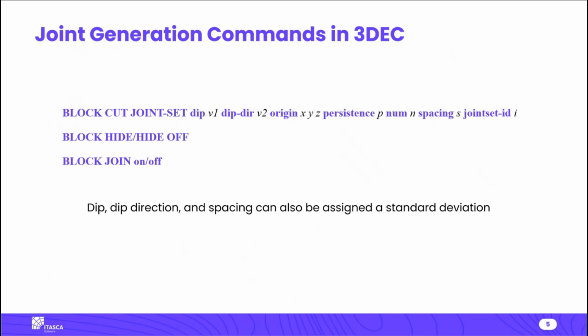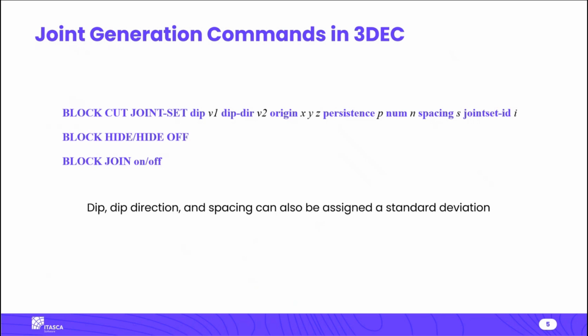You may want to limit the number of joints that it creates when you give a spacing. This is not very common. Usually you just want to fill up the whole available range that you specified, but it is possible to do so. And the persistence is something that we don't really use anymore, but I'll talk about that a little bit more later.